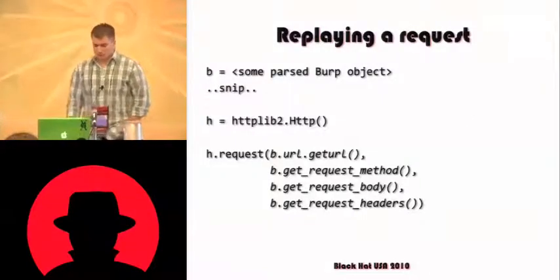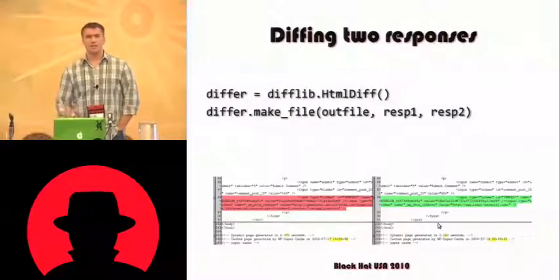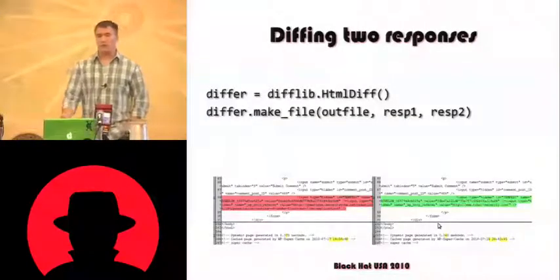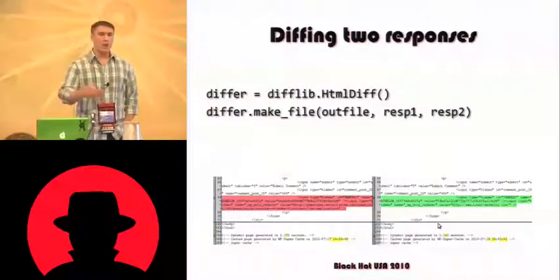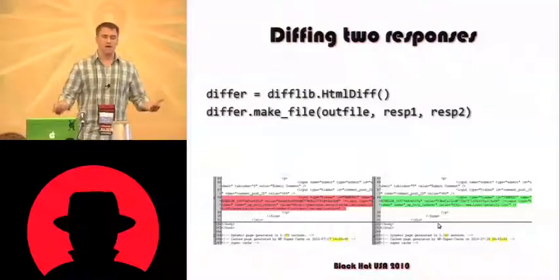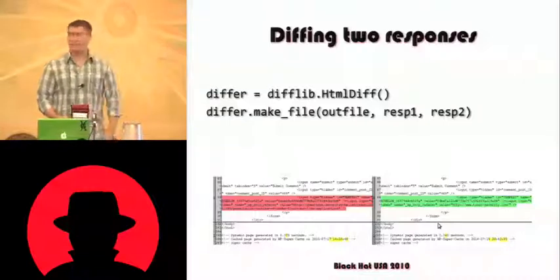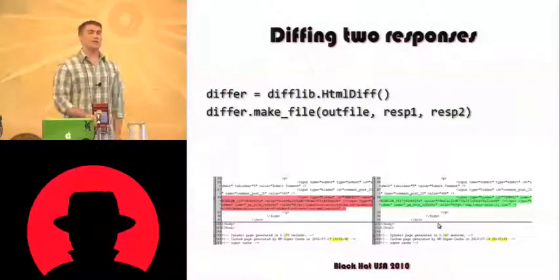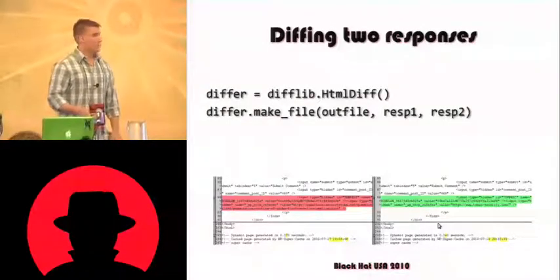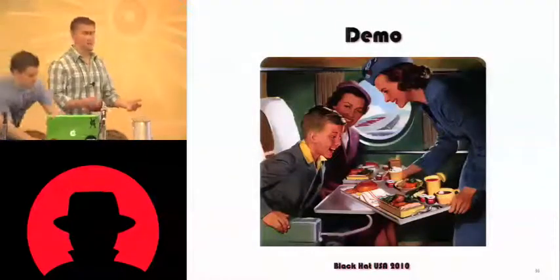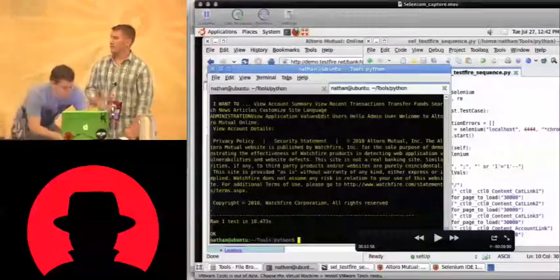Another nice thing is inside the Python standard library, there's a module called difflib. What we can do is output a diff comparison of 2 responses and easily identify the differences in the HTML, so we can visually see what has changed in a response. So I got a demo for this, just showing it off.